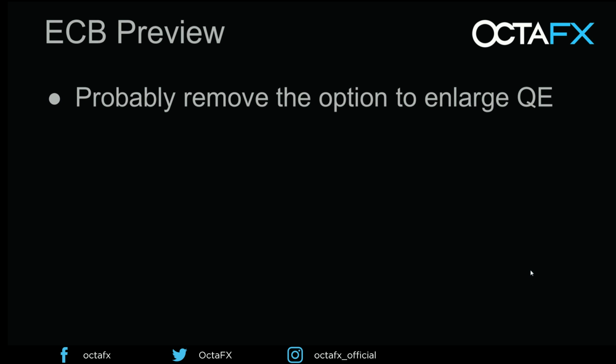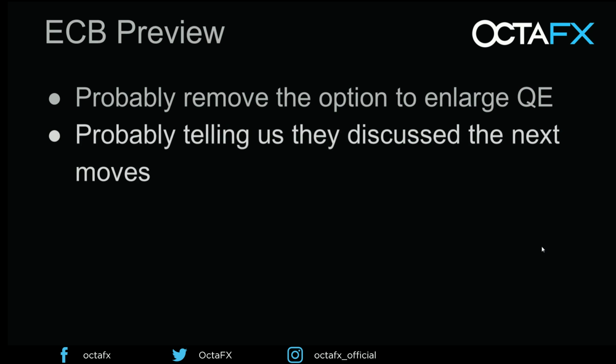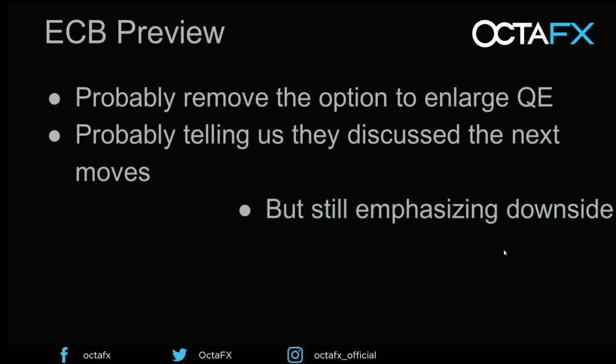So what we can expect today from the ECB is that they'll probably remove the option to enlarge QE. Okay, they had all the options on the table in their statement. We can either raise the amount of bond buying or the duration or lower it. They'll probably remove the option to print more money. Okay, and they'll probably be telling us that they began discussing the next move. So far, in all the statements we heard from the ECB, they said it's too far in the future and they didn't even talk about it. So just telling us they talked about something without details is also one step, a very small step forward.